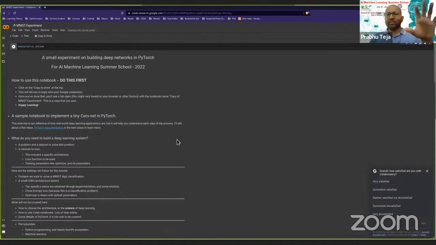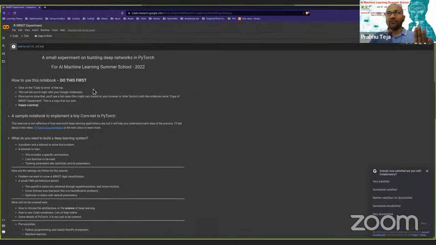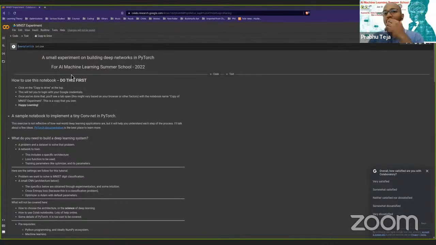Because this is a small example, you really don't have to do much coding. I'll tell you all the steps of building essentially a deep network. The code is almost done, but as a first step, do these four steps. When you open this, you will see this Copy to Drive. Click on that. If you have not logged into your Gmail account, it will tell you to log in. Once that is done, you basically have a copy of this Colab notebook. I'll wait one more minute to make sure everybody has these steps.